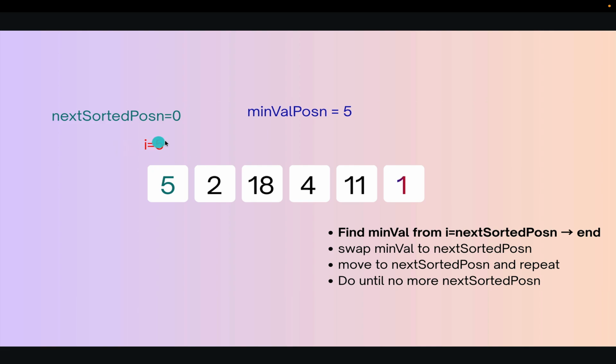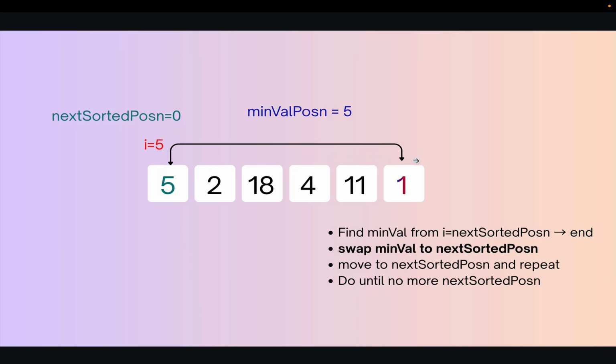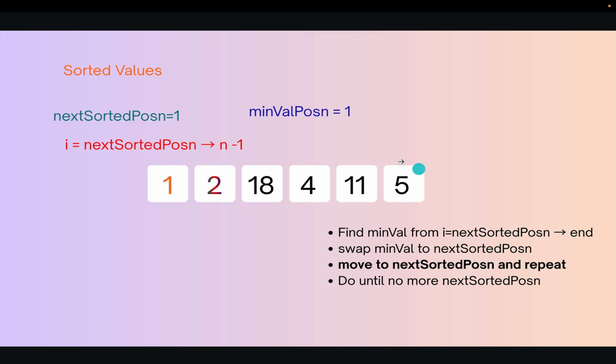Once we've now reached the end of our array, so I went from the original next sorted position all the way to the end, we can now swap our minimum value into that next sorted position index. So these two values will swap. We can now see that we have a sorted value here. We have found the minimum value in the entire array. We put it in the very first position. And now all of our values update.